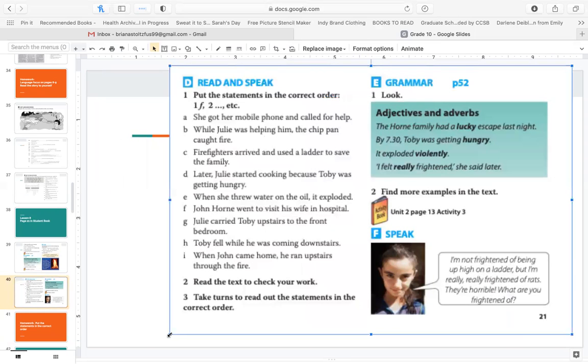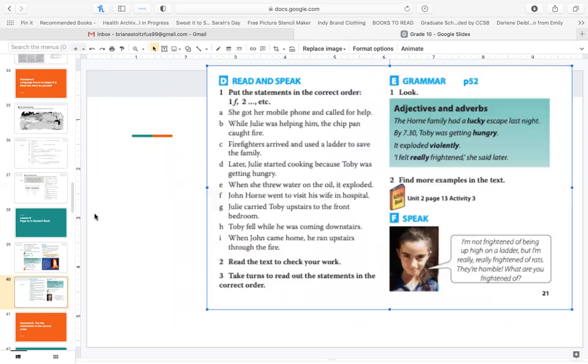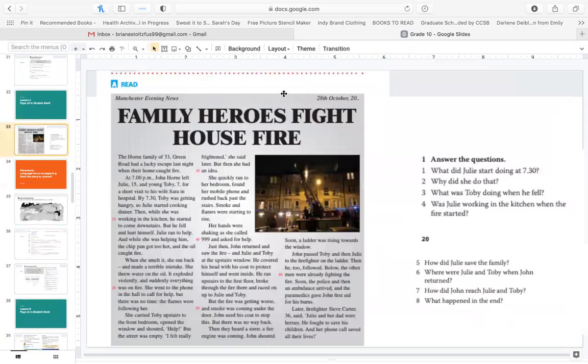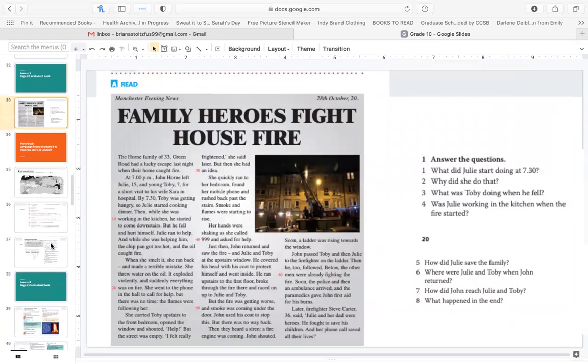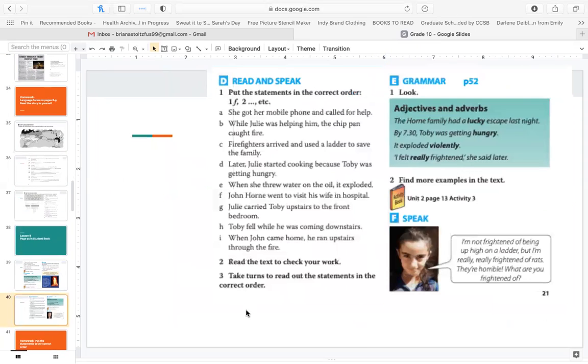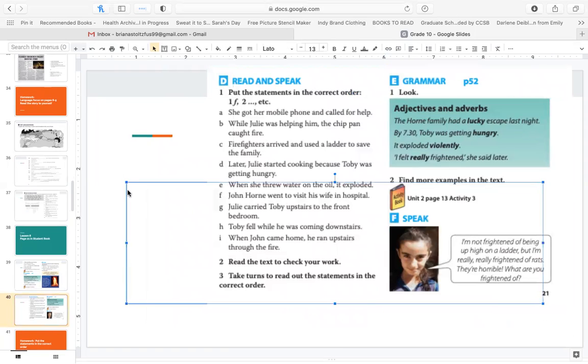So let's put these sentences in the correct order. You can always check the story. The story is on page 20 in your student book. So what happened first? Take a minute and try to answer these questions, and then we will look at the answers.